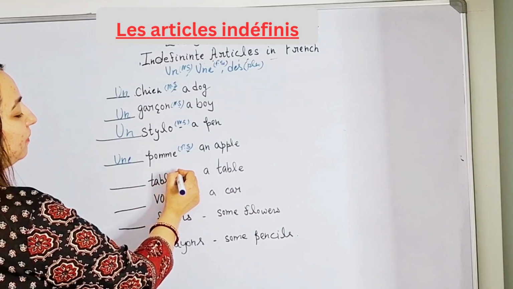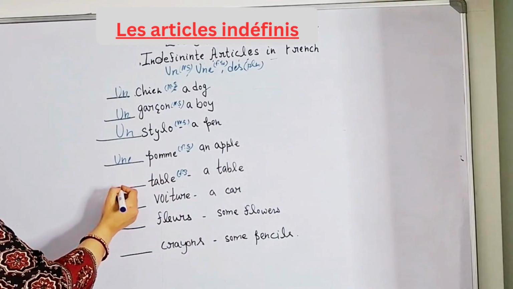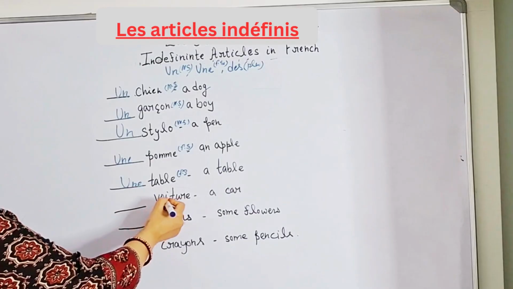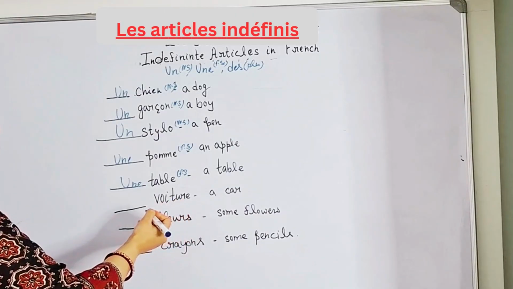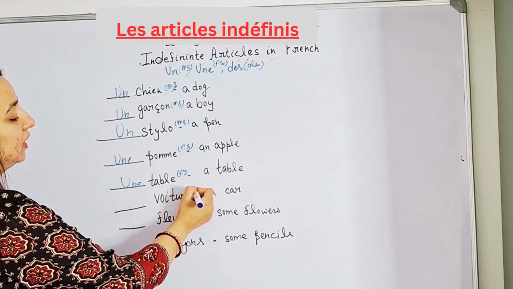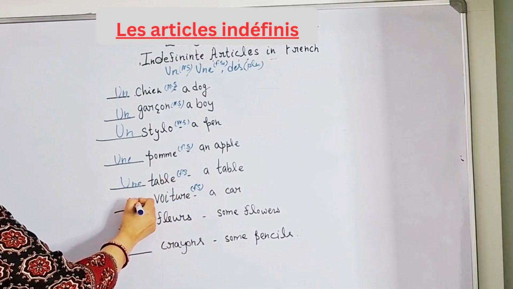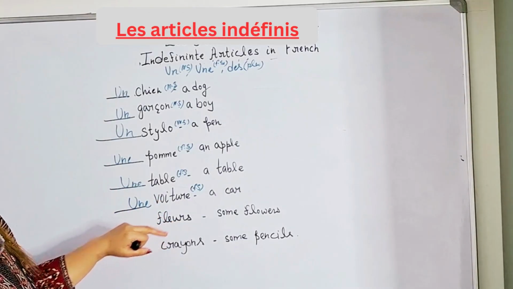Next, table. Table is feminine in French. So what we will put? Une table. Next, voiture. Voiture means car. So voiture is also feminine in French and it is singular. Then we will put what? Une voiture.